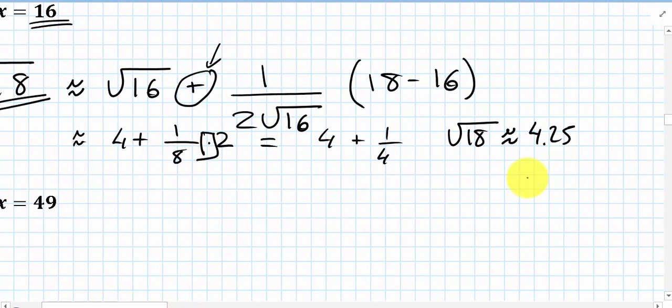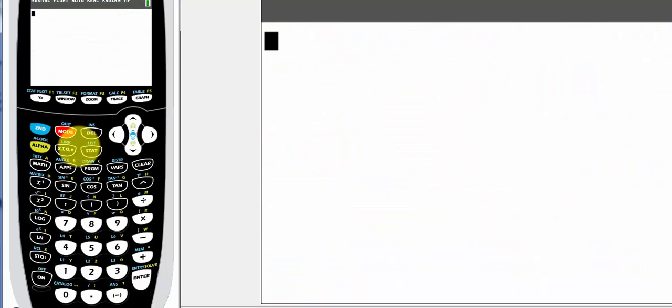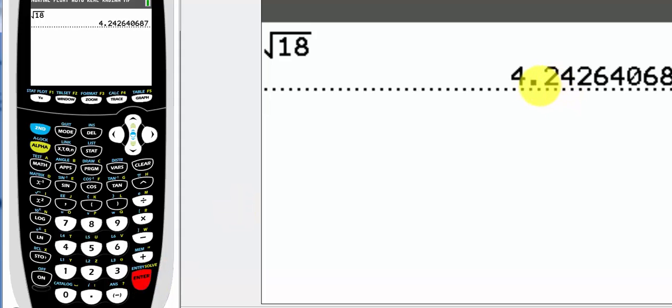So can we check this right here? Let me go to the home screen. What is the square root of 18? So the square root of 18 right here. And this is, oh, look at that, 4.242. It's not too far. And again, 18 was 2 units away from 16, okay?